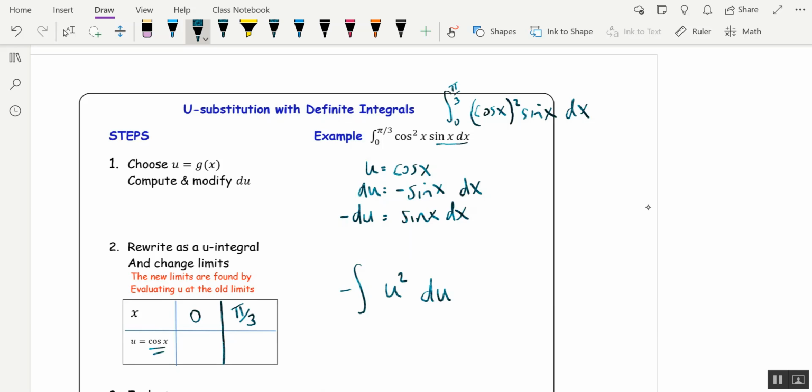So cosine of 0 is 1. That's my new lower limit. And cosine of pi over 3 is a half. That's my new upper limit. So a 1 goes here, and a 1/2 goes there.